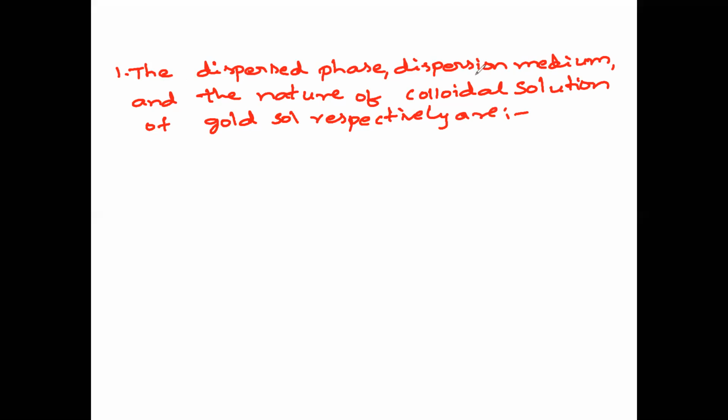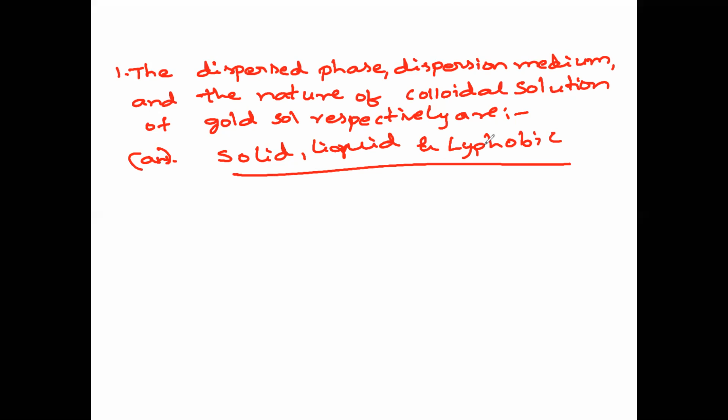The dispersed phase, dispersion medium, and the nature of colloidal solution of gold salt respectively are. I'm writing the answer directly, please note it down. Gold salt is solid. Dispersed phase is solid. Dispersion medium is liquid, and the type of colloidal solution is lyophobic colloidal solution. Lyophobic means solvent hating. So very, very important: solid, liquid, and lyophobic.